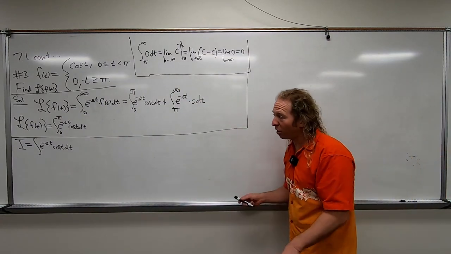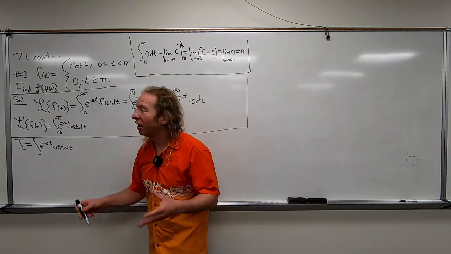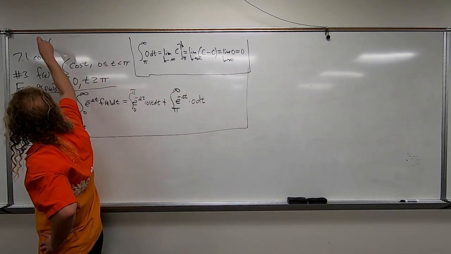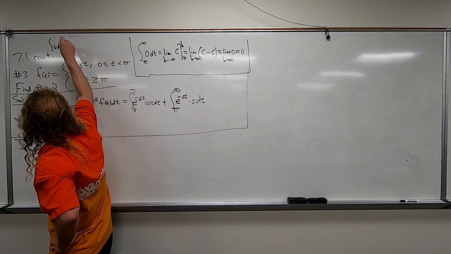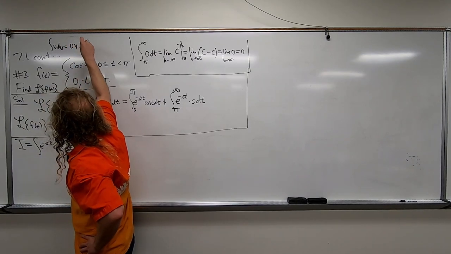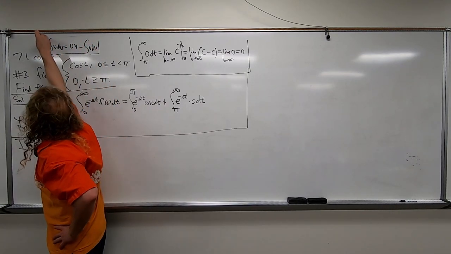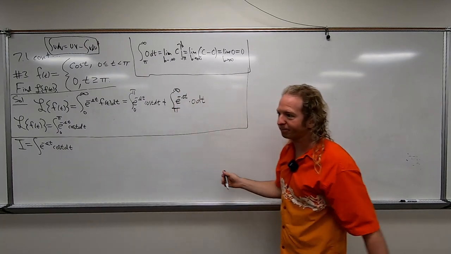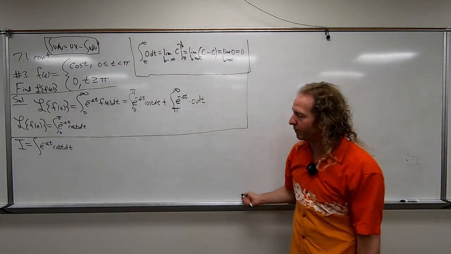So when we use parts, we have to pick a u and a dv. I don't know if you remember the parts formula. The integral of u dv is uv minus the integral of v du. That's the integration by parts formula. So we're going to use it two times.